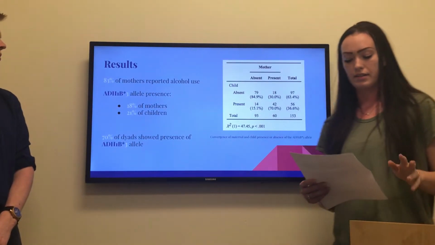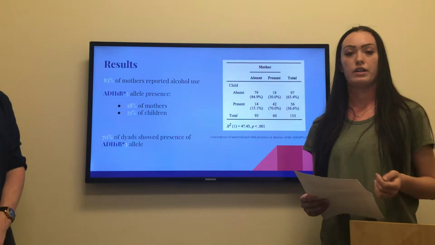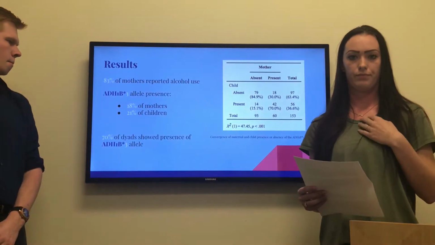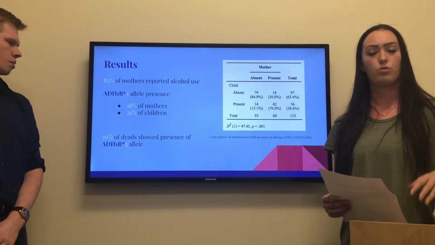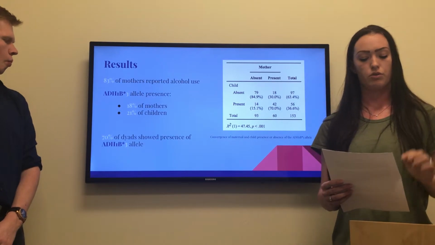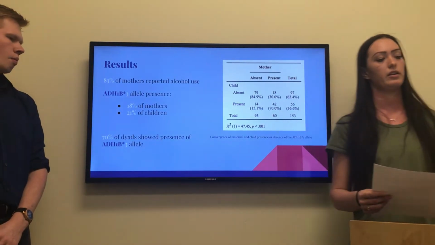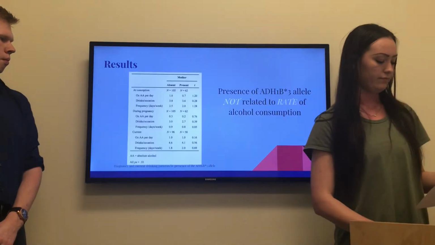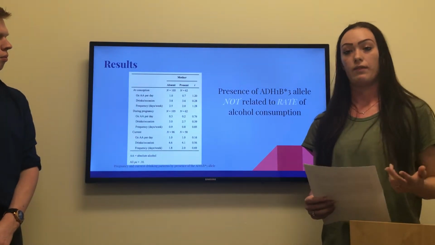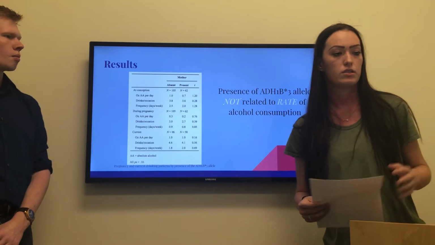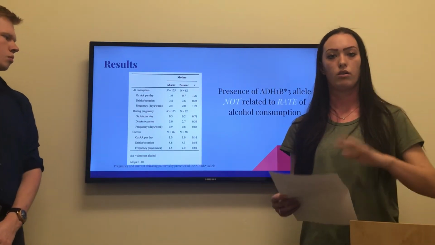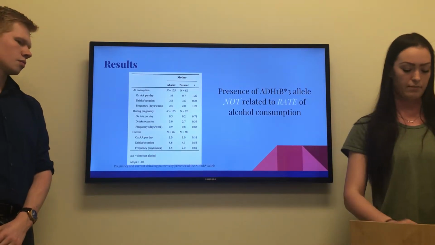83% of the mothers in this experiment reported using alcohol during pregnancy. The ADH1B3 allele occurred in 18% of mothers and 21% of children. Only 30% of the mother-child pairs showed no presence of the ADH1B3 allele whatsoever. The presence of the allele was not related to the actual rate of alcohol consumption. Consumption rates across the board, whether there was a presence of the 1B1 allele or the 1B3 allele, remained consistent for each genotype.